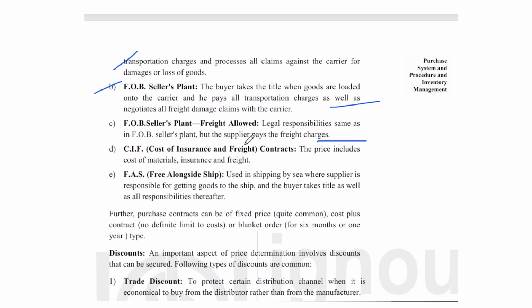CIF, cost of insurance and freight contract: the price includes the cost of material, insurance and freight. FAS, free alongside ship, is used in shipping by sea, where the supplier is responsible for getting goods to the ship and the buyer takes title as well as all responsibilities thereafter.